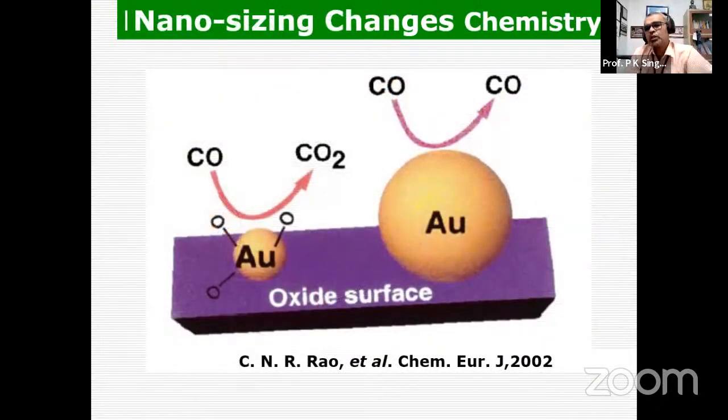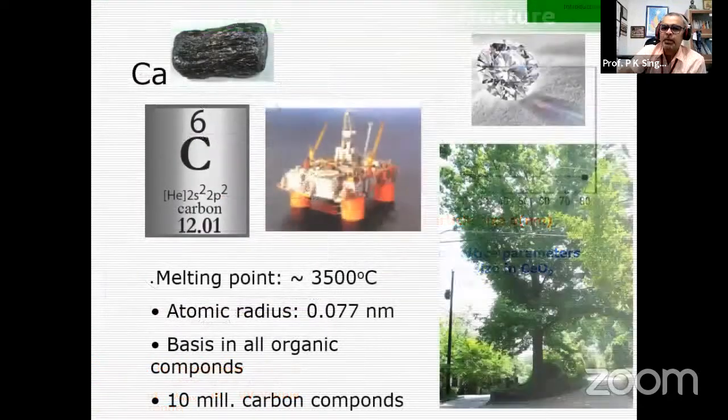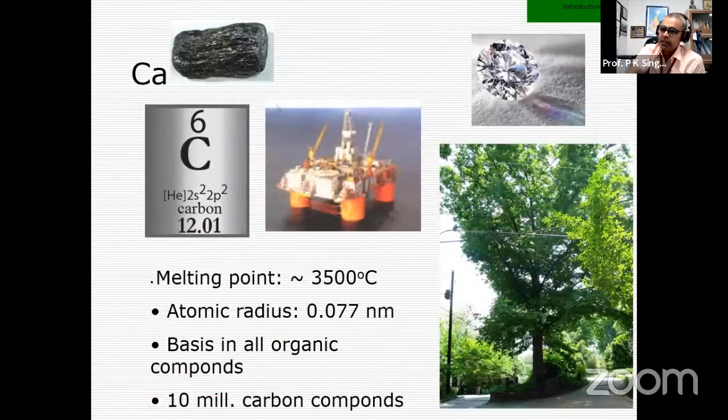So these are the old slides. You can say if you are going to move from bigger particles to nanomaterial, then every property is going to change. Maybe structural property, electrical property, magnetic property. Now I am coming to my main topic. You can say why I am choosing carbon.